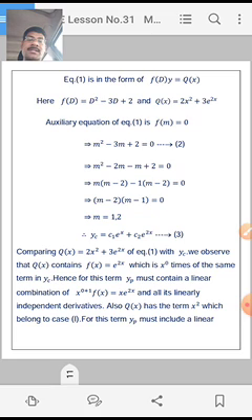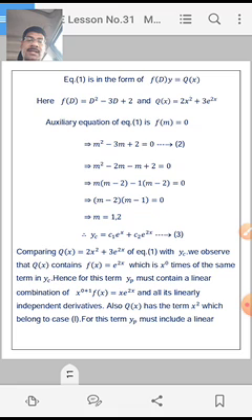Therefore the complementary function is yc is equal to c1 e power x plus c2 e power 2x. Comparing the q of x here, 2x square plus 3 e power 2x of equation 1, with yc, we observe q of x contains f of x is equal to e power 2x, which is x power 0 times of the same term in yc. Hence for this term yp must contain the linear combination of x power 0 plus 1, f of x is equal to x e power 2x, and all its linearly independent derivatives.